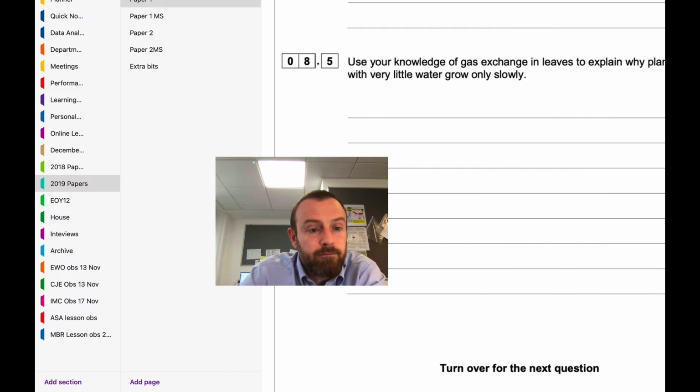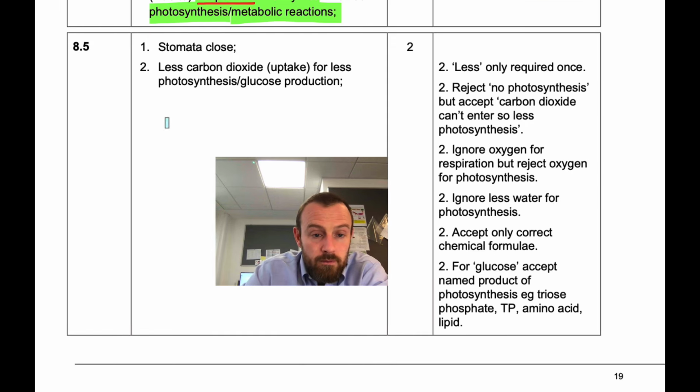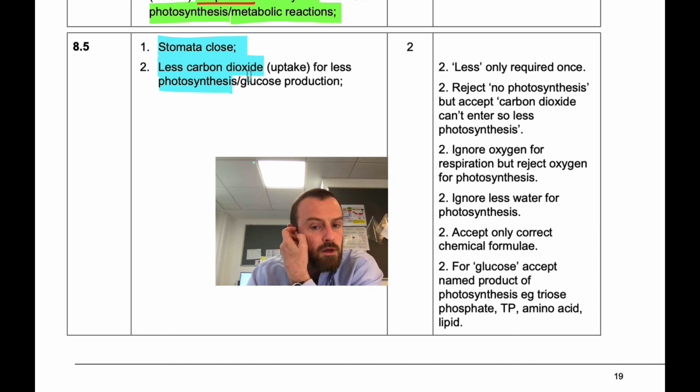Let's check the mark scheme. Less carbon dioxide for photosynthesis. Stomata close. So this I feel like is a bit harsh, stomata close, because it might just be they have fewer stomata, not that they're closed. But you did have to say the stomata close.